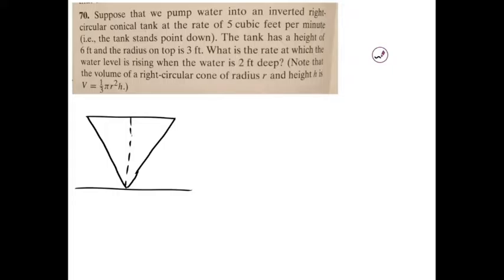We have an inverted right circular cone on its side, like this. It has radius r and height h. What I like to do is write down formulas, and then I also like to write down the other information they give us.